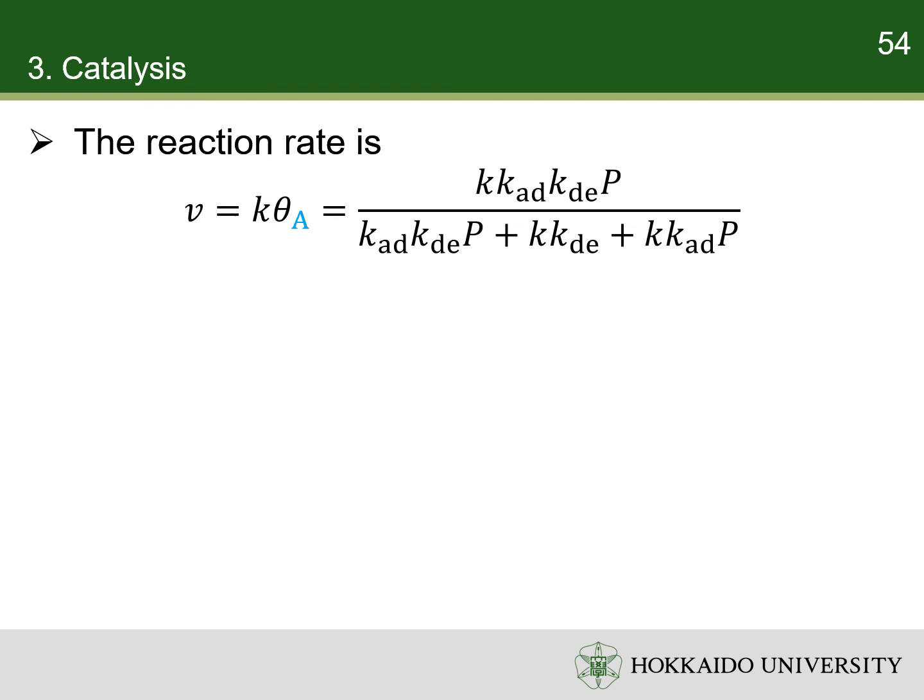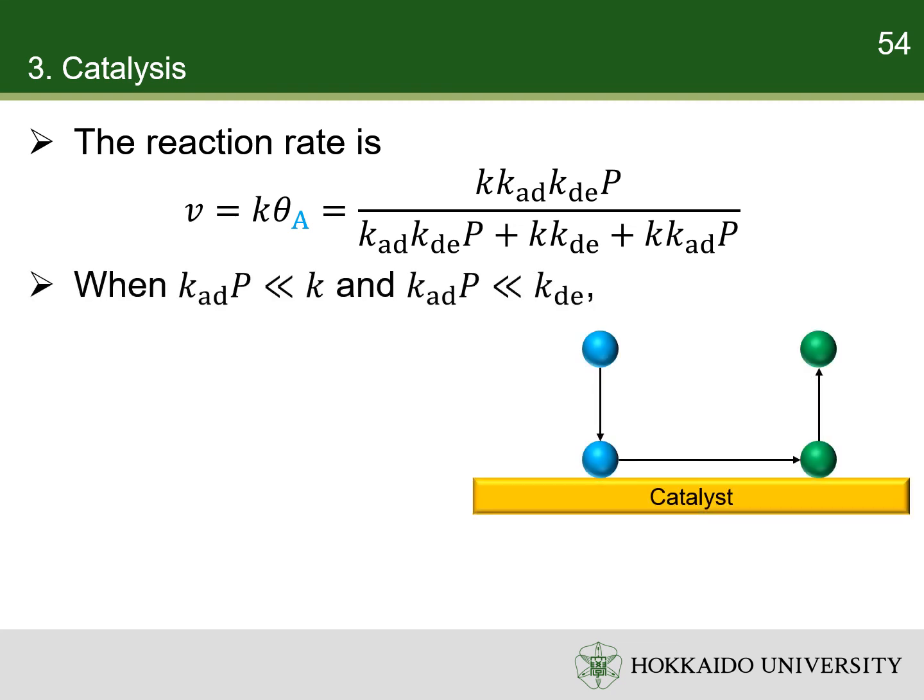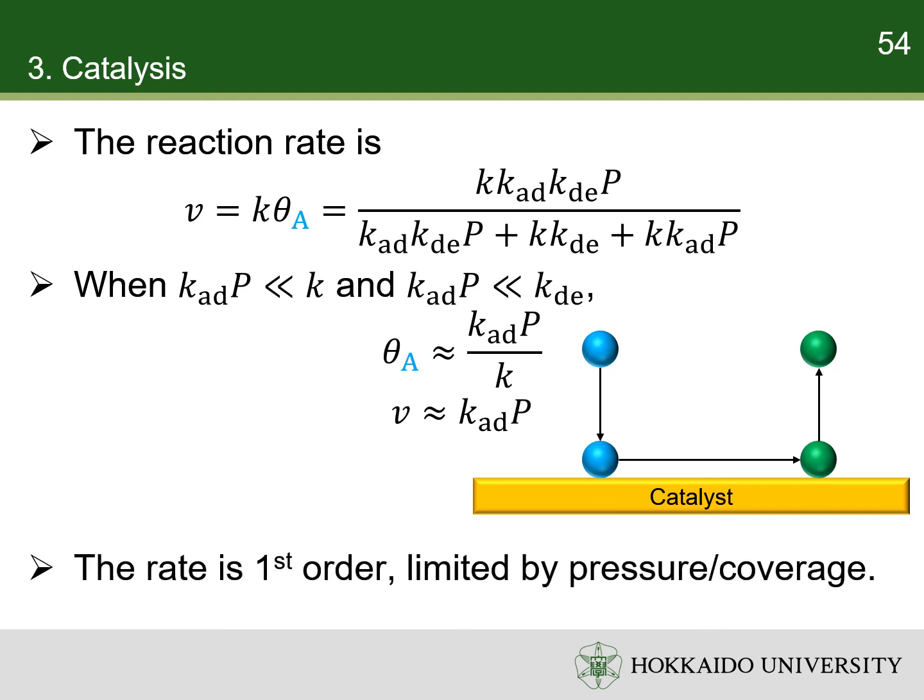Consider three extremes. When the partial pressure of the reactant is low, or the adsorption is slow, the coverage of the reactant is low and is proportional to its partial pressure. The overall rate is also proportional to the partial pressure of the reactant. Thus, the overall reaction behaves like a first-order reaction. Its rate is limited by the coverage of the reactant. For example, in the electrochemical reduction of proton on gold surface, the adsorption of hydrogen on gold is so slow that the low coverage leads to a slow reaction.